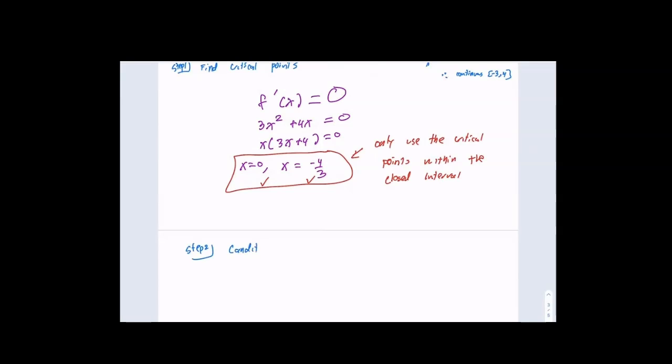I call it the candidates test, for really simple. What I mean by the candidates test is that we just plug the endpoint and critical point x values into the function for finding extrema.